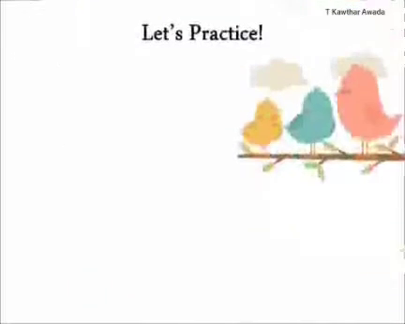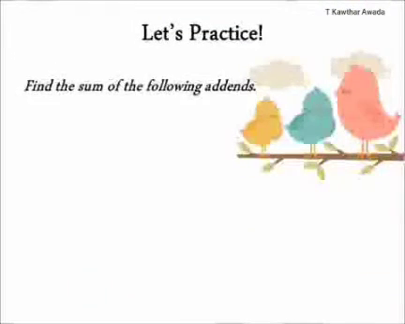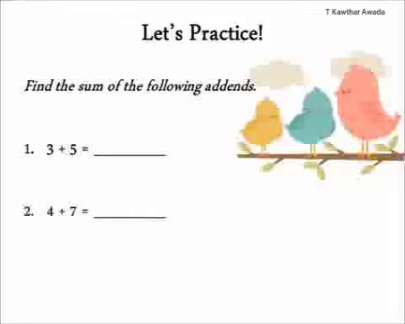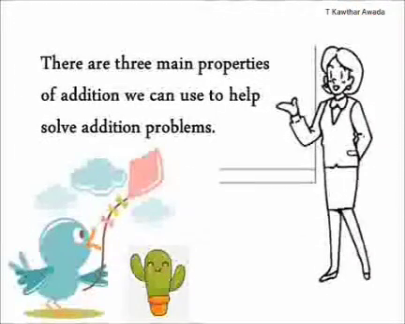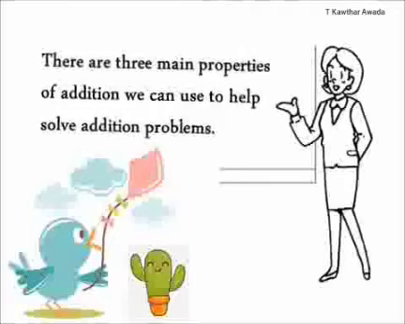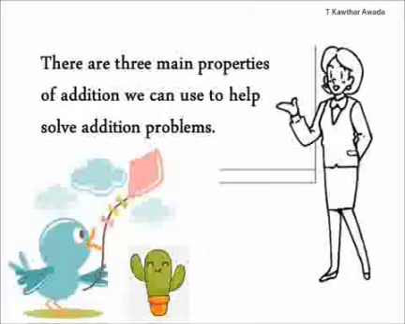Now, let's practice. Find the sum of the following addends: 3 plus 5, 4 plus 7, and 9 plus 0. 3 plus 5 equals 8, 4 plus 7 equals 11, and 9 plus 0 equals 9. We just add or combine the two addends and come up with an answer or sum. There are three main properties of addition we can use to help solve addition problems.